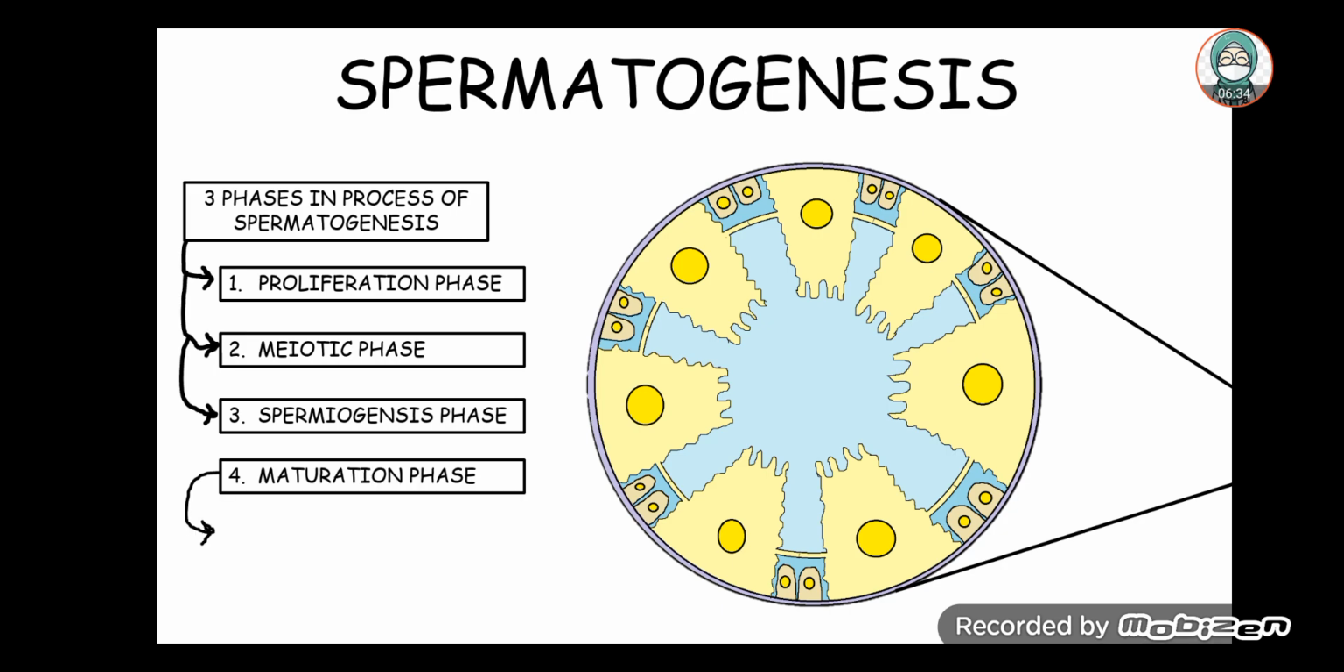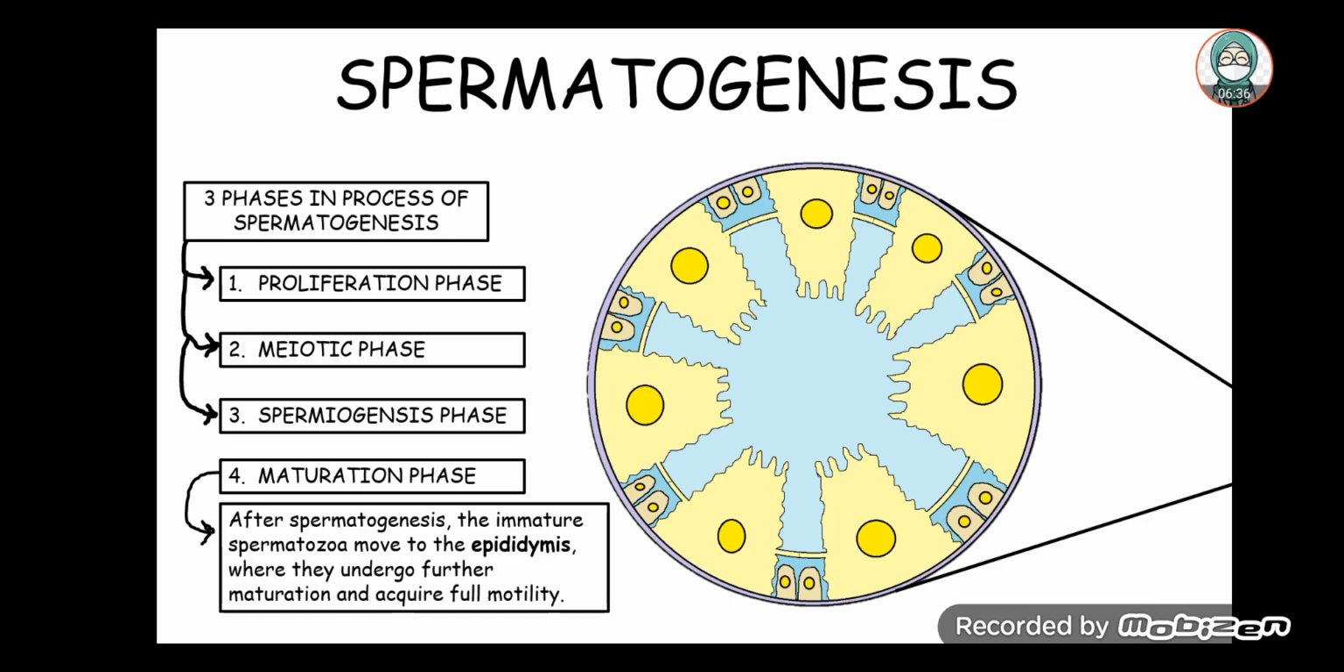There is another phase, also called the maturation phase, or epididymal maturation phase. After spermiogenesis, this phase comes, and it is when the immature spermatozoa move to the epididymis, undergo further maturation and acquire full motility. That's the reason this phase is called the maturation phase, because the spermatozoa undergo full maturation and attain full mobility.